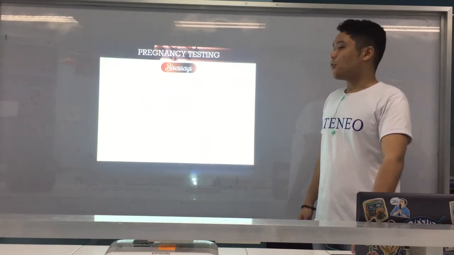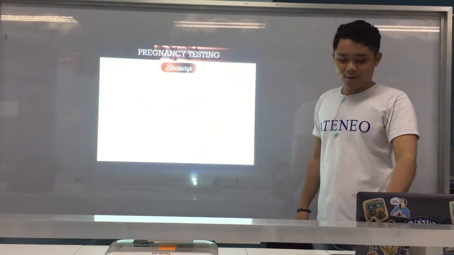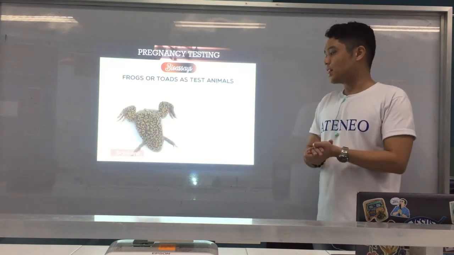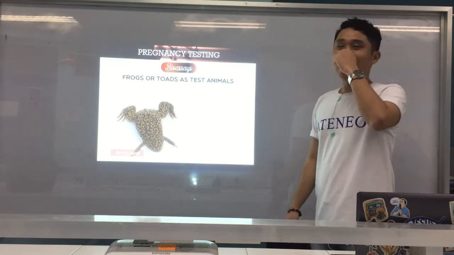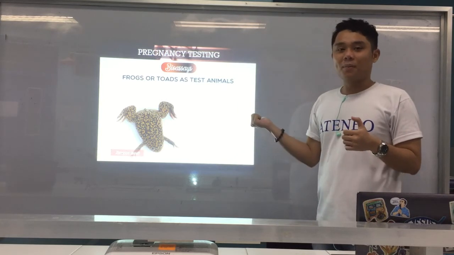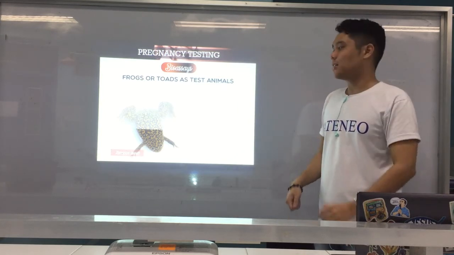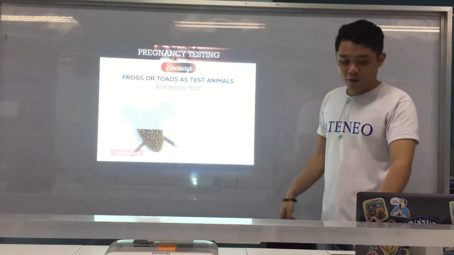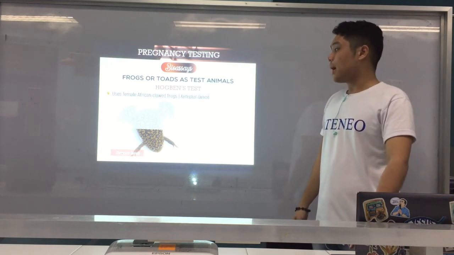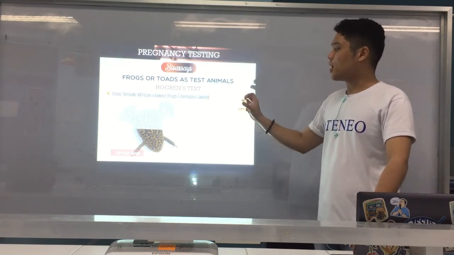So after the first types of animals, we now go to frogs or toads. Xenopus laevis. Again, this is the type of test we will perform in our lab activity. You have the first one, Hogben's test. It uses a female African clawed frog, Xenopus laevis.